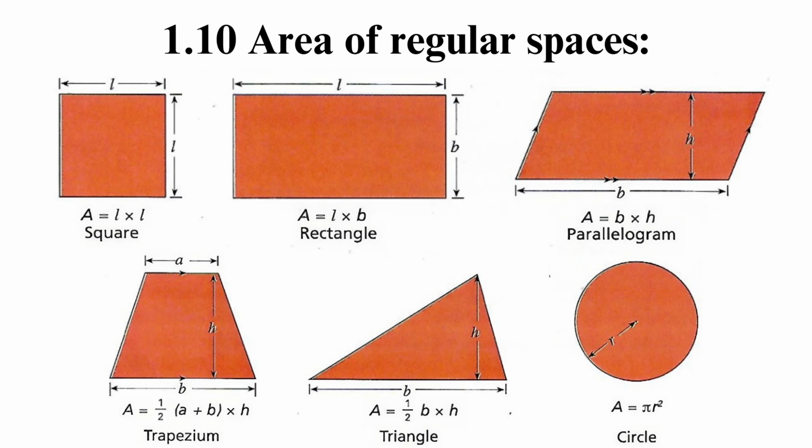Area of regular shapes. For a square, area is equal to length into length. Rectangle, A is equal to length into breadth. Parallelogram, A is equal to B into H. Trapezium, A is equal to 1 upon 2 (A plus B) into H. Triangle, A is equal to 1 upon 2 B into H. And circle, A is equal to pi r squared.